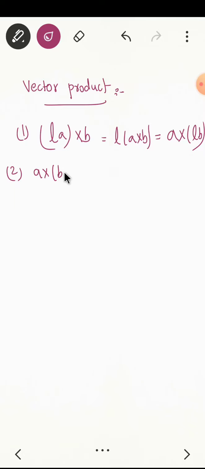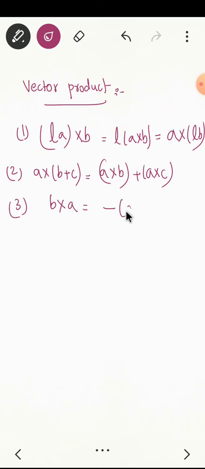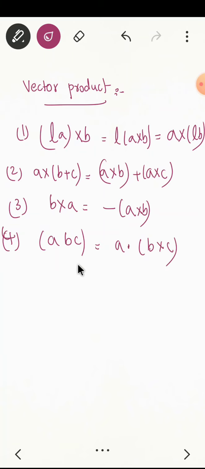Also, A cross (B plus C) can be written as A cross B plus A cross C. That you have to write. Then B cross A can be written as minus A cross B, that is very important. The fourth one: if you have A, B, C under one bracket, that can be written as A dot B cross C. Then fifth, A dot B cross C can be written as A cross B dot C.